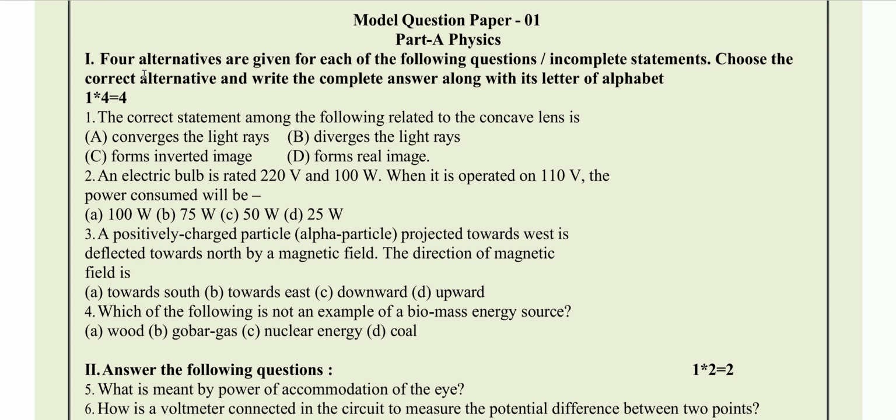First main, 4 alternatives are given for each of the following questions or incomplete statements. Choose the correct alternative and write the complete answer along with its letter of alphabet. It means you have to read the question. After reading the questions, you need to see all the 4 options. Then you have to select the correct one and later you have to write the answer in the form. First write the question number, which is that option along with the answer. All the 3 you are supposed to write. Is this clear? Yes. Good.